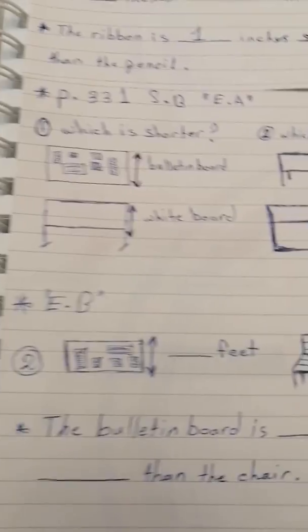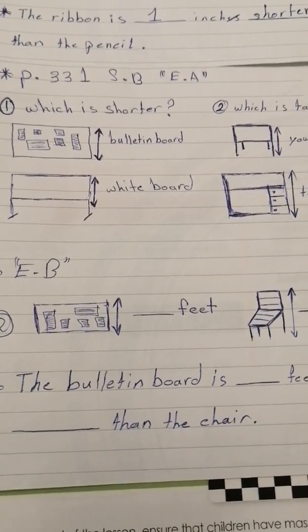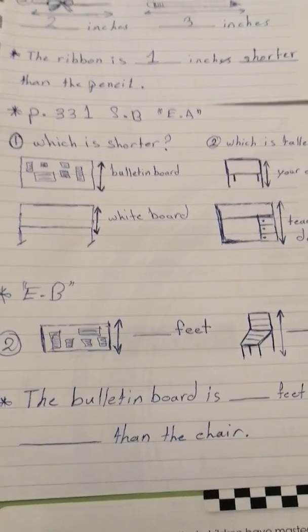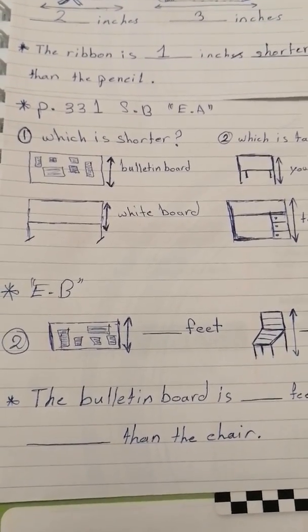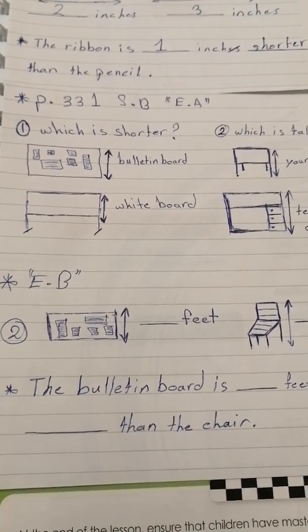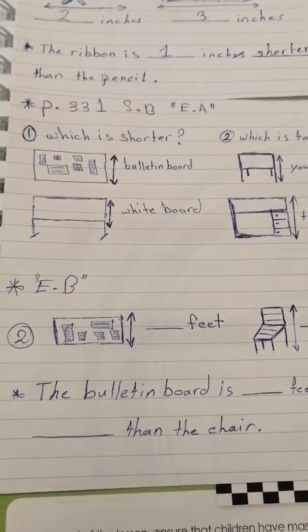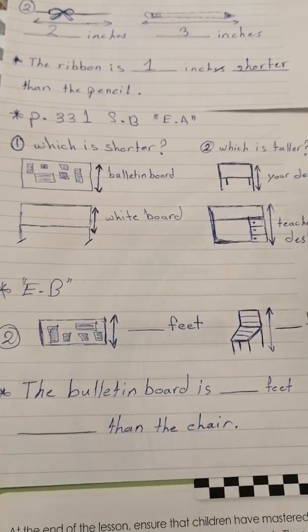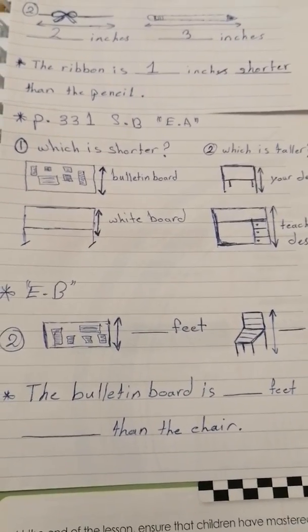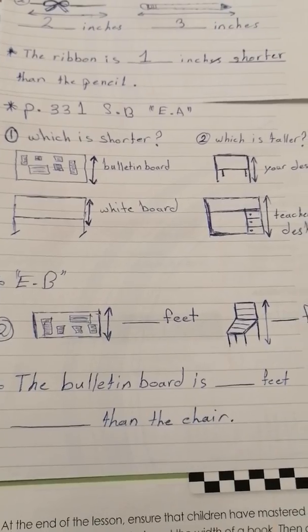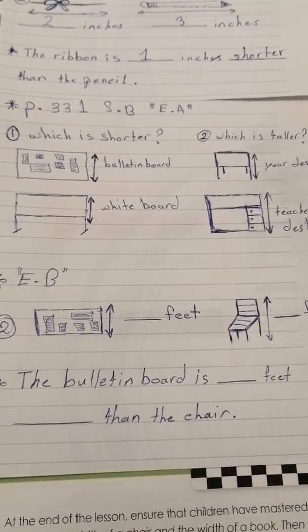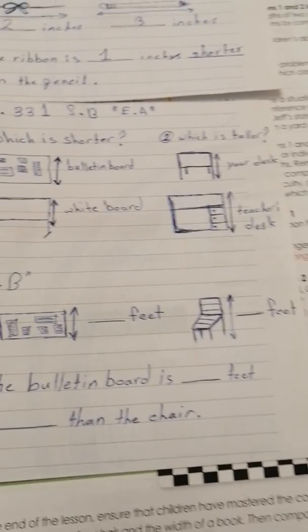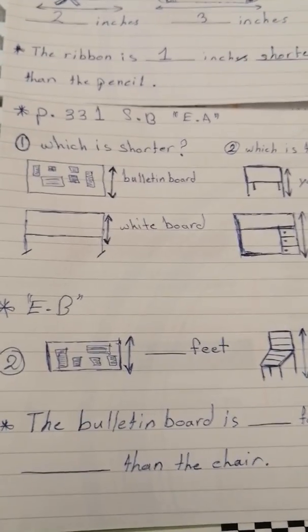Now page 331 from our student book also. Exercise A. The question is find the objects and measure them, then circle the correct answer. We have an object. We have to measure them firstly, and then we have to circle which is shorter, which is taller. Okay? Go with me to number one.